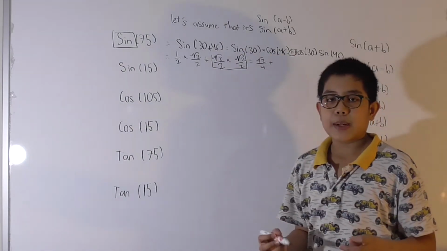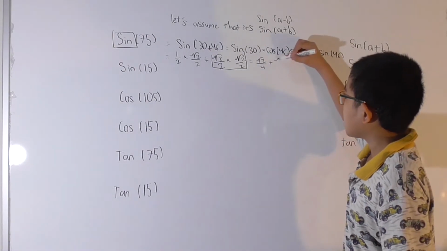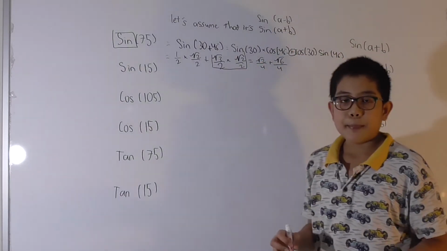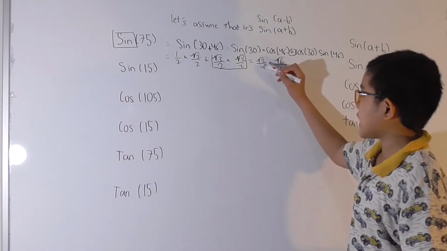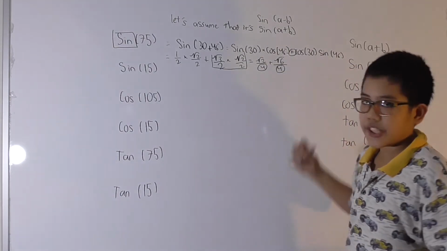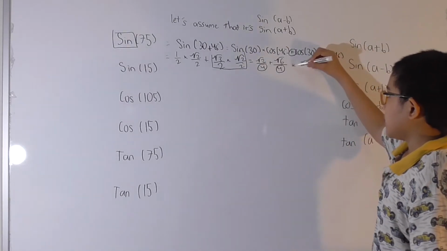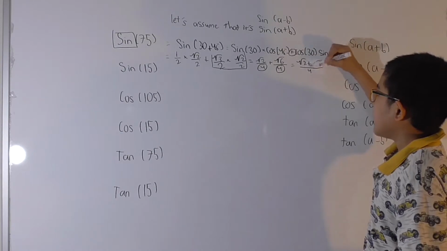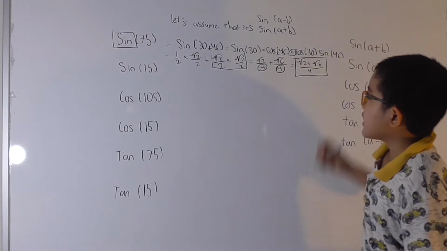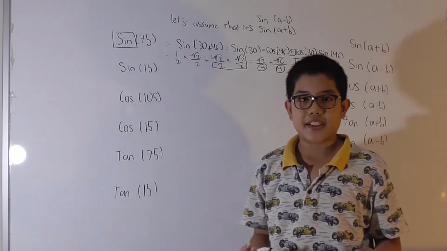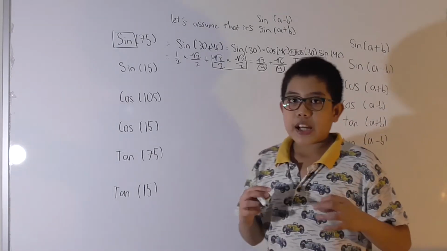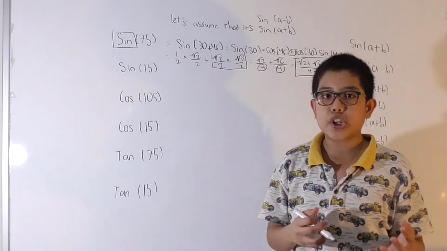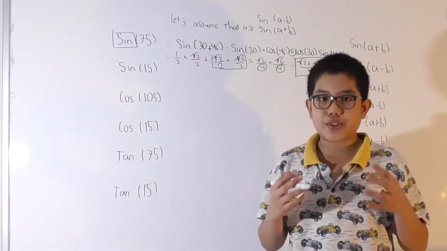Well, square root of 3 times square root of 2 is square root of 6, and the denominator will be 2 times 2, which is 4. Because these two fractions have the same denominator, we can just add the numerators. That would be square root of 2 plus square root of 6, divided by 4. And there you go, that's sine of 75. Isn't it exciting? With our sum and difference identities, we can figure out the exact values, not just an approximation of decimals, for different kinds of trig ratios.